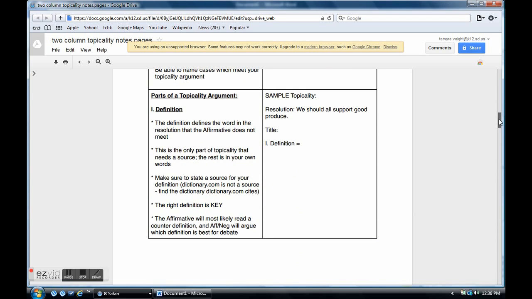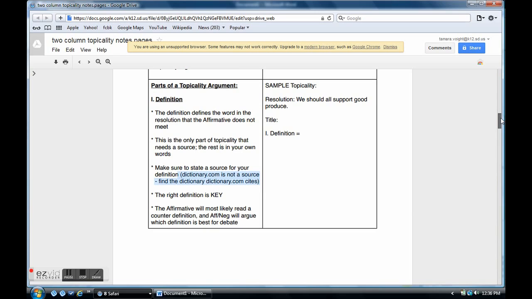So, next, onto parts of a topicality. You need to have a definition. The definition comes from the resolution. So it has to be a term in the resolution that the affirmative doesn't meet. And this is the first part of a topicality argument. This is the only part that needs a source. The rest is in your own words and explanations of standards. And typically the standards you can just copy and paste, but still, the definition is the only part that needs a source. Make sure you have an actual source. Dictionary.com is not a source of the definition. Tell me the dictionary that dictionary.com used. The right definition is key, and then the affirmative and negative will argue definitions.